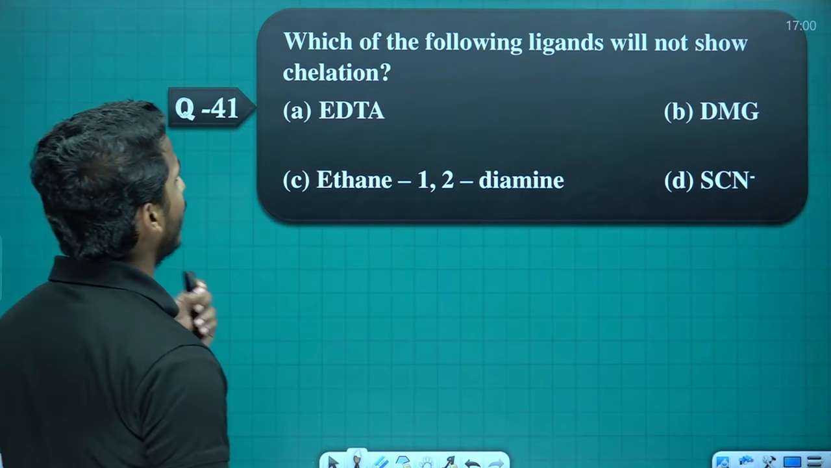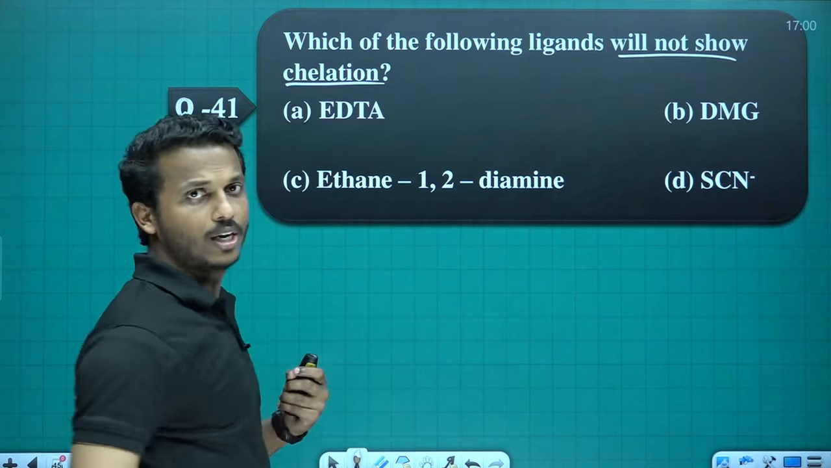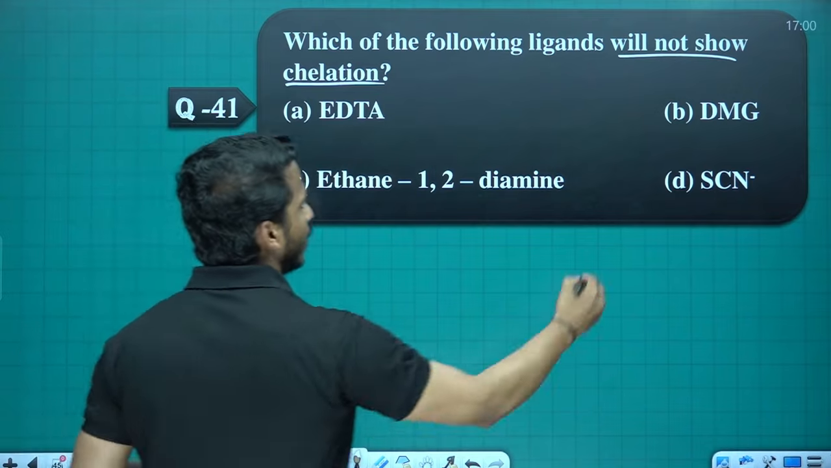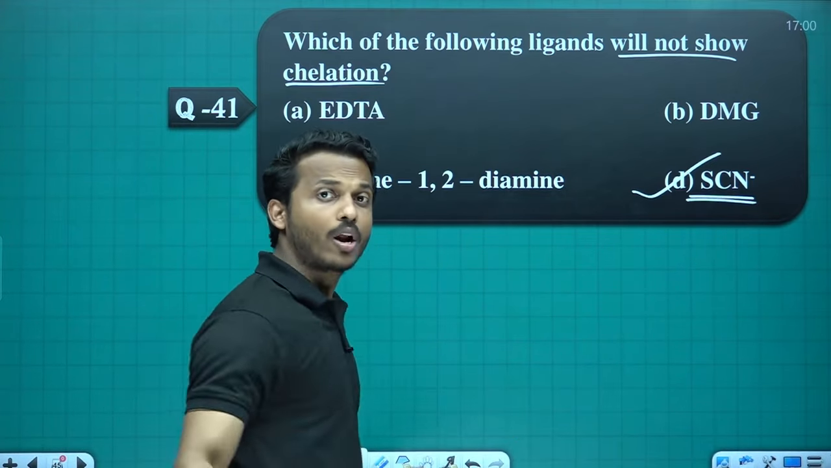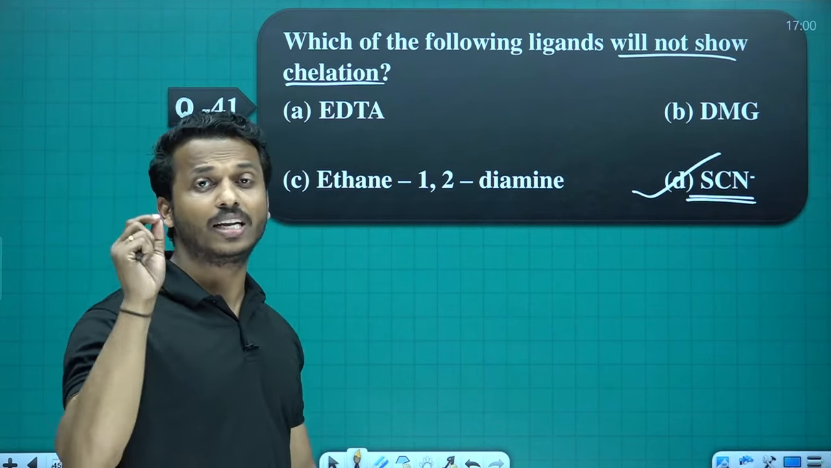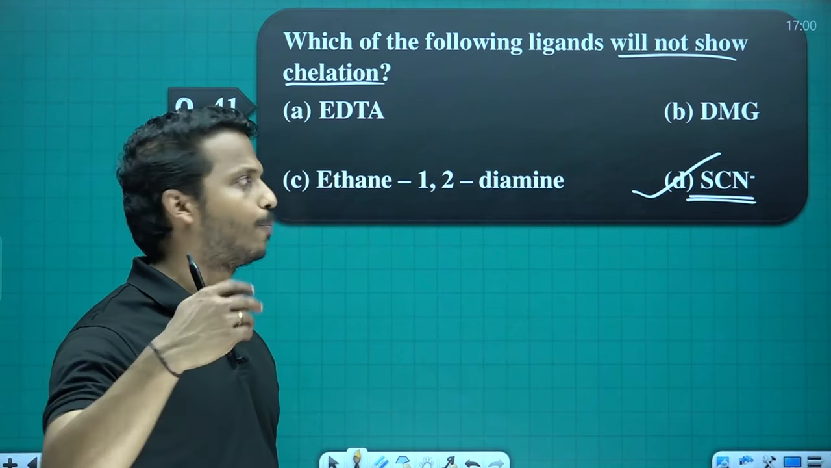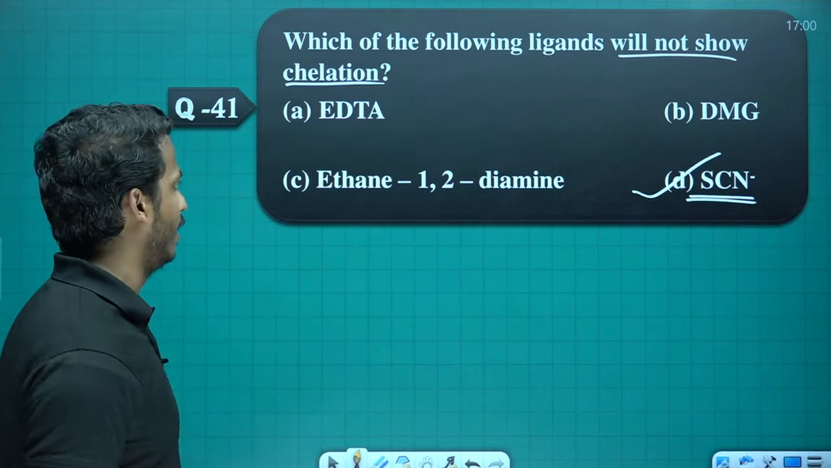Which of the following ligands will not show chelation? That means it is not a bidentate or polydentate ligand. That is option D, SCN. SCN is a monodentate or ambidentate ligand. It cannot form a chelate. What is DMG? Dimethylglyoxime. It is a bidentate type. EDTA is hexadentate, and ethane-1,2-diamine is bidentate.